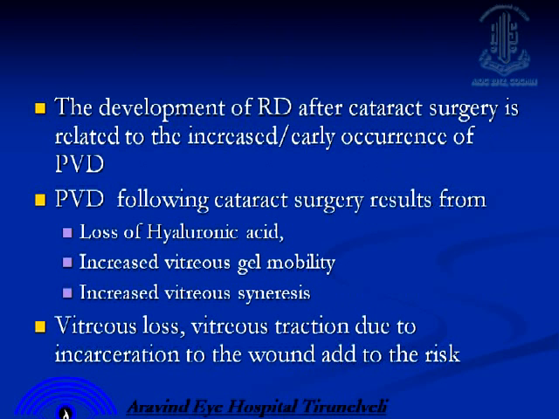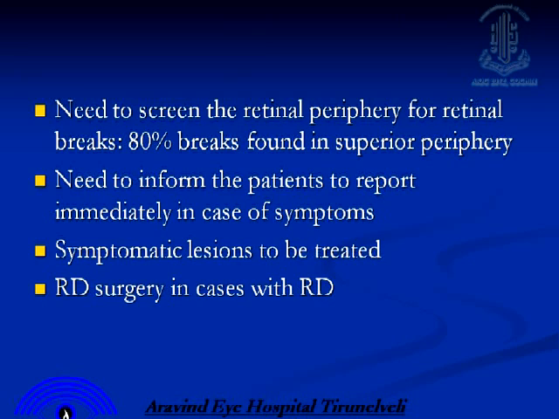The development of RD after cataract surgery is related to the increased or early occurrence of posterior vitreous detachment, and this itself happens because of loss of hyaluronic acid, increased vitreous gel mobility, and increased vitreous syneresis. Vitreous loss increases the vitreous traction due to incarceration to the wound, and it adds to the risk of retinal detachment. Therefore, there is a need to screen the retinal periphery for retinal breaks, even in an otherwise well-managed patient of PCR.